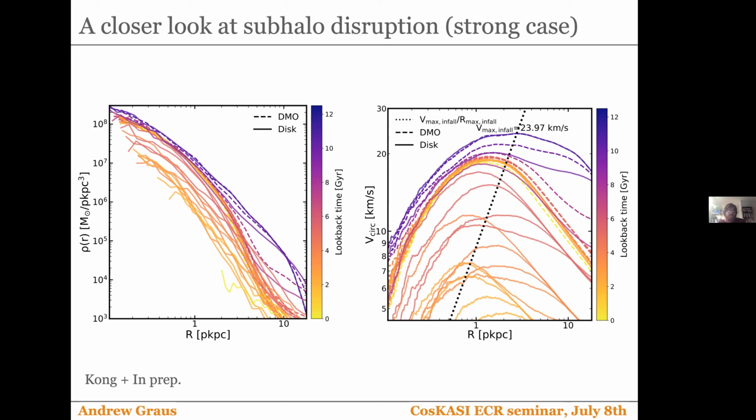But if you look at the corresponding halo in the disk simulation, it undergoes very severe disruption. And so you can see that its density decreases by a factor of 100 over these orbits, and its circular velocity profile is basically right at the point at the end where it's about to be disrupted, and we've completely lost it.